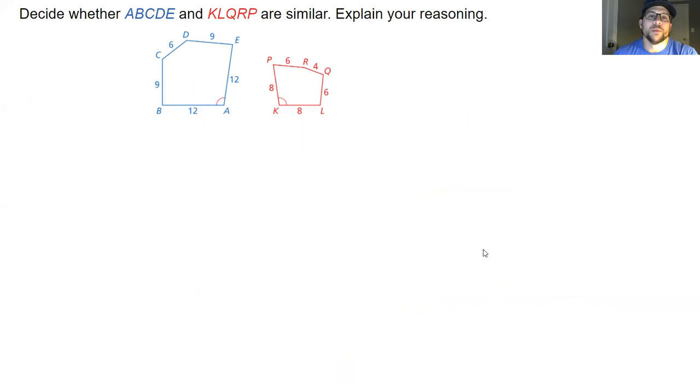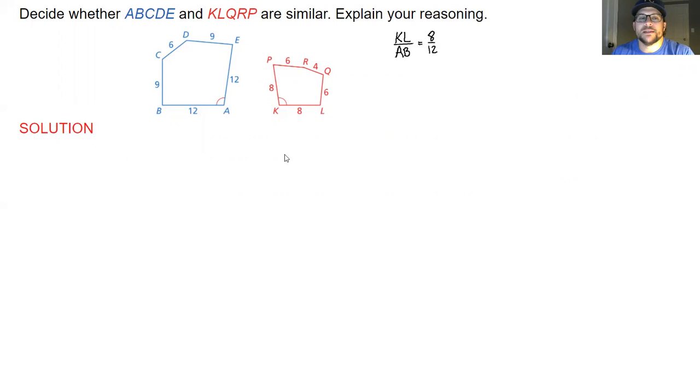Okay, so now with more complicated shapes, let's determine whether these are similar. We need to find our corresponding side lengths and then write ratios to determine if all of them are equal. A, B, C, D, E is the order. K, L, Q, R, P is the order of the second one. So K, L and A, B is the order of the first pair of sides that we're going to look at because they are listed first in our statement.